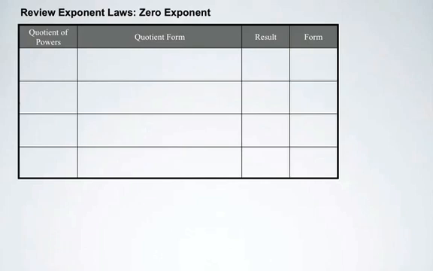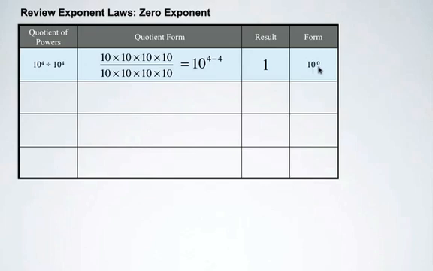Let's review the exponent laws related to the zero exponent. 10 to the 4 divided by 10 to the 4 here is in quotient form. It's been expanded, and it equals 10 to the exponent 4 minus 4. And the result is 1. So 10 to the 0.